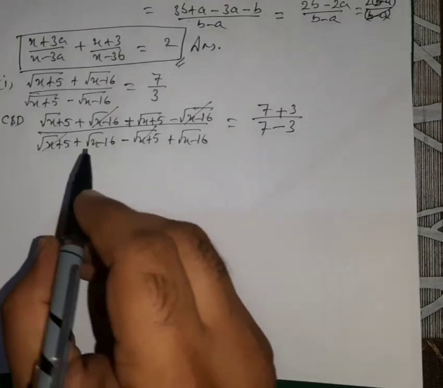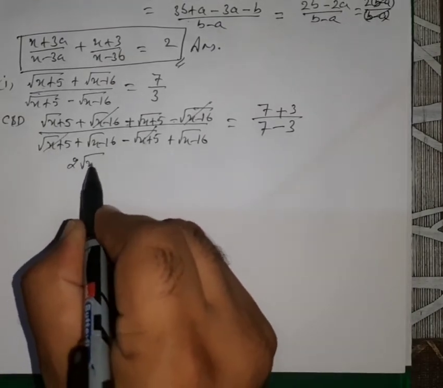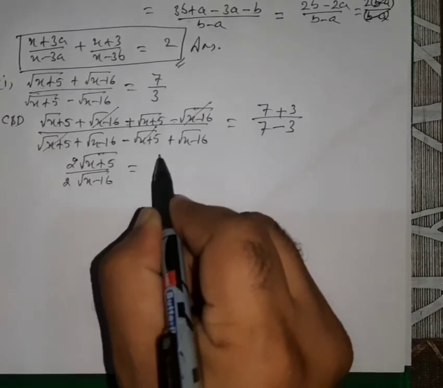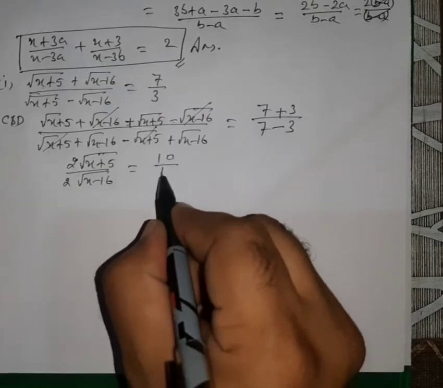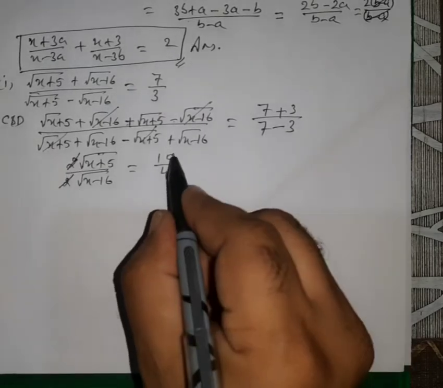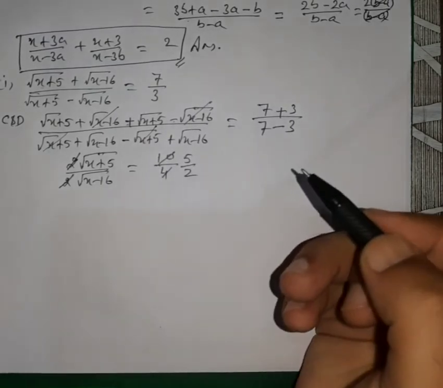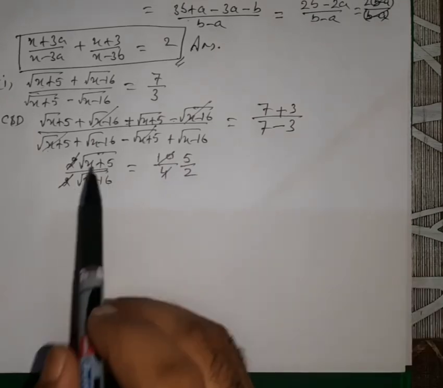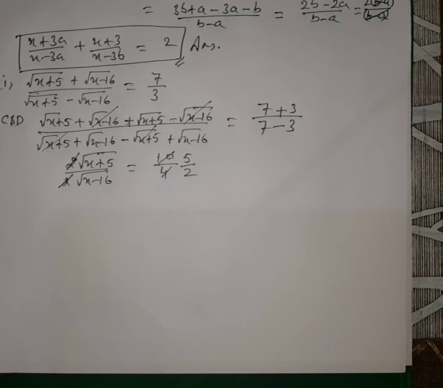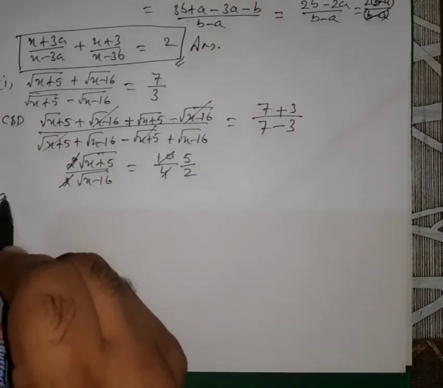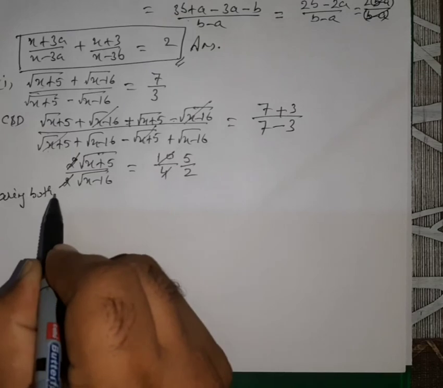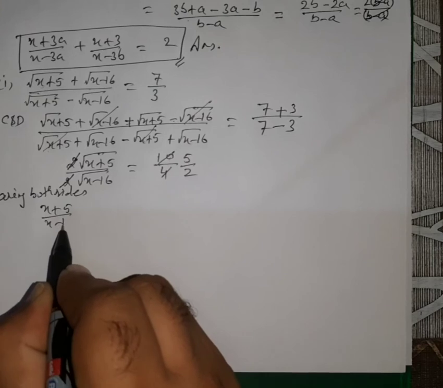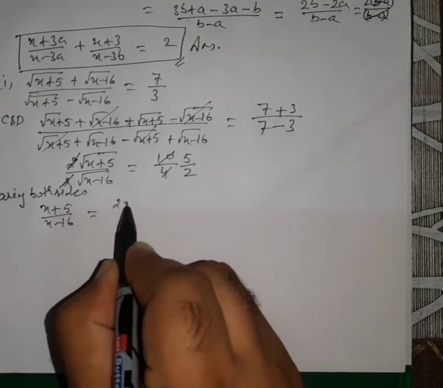So what we will be getting is 2 root of x + 5 over 2 root of x - 16, that is equal to 7 + 3 is 10, and 7 - 3 is 4. So these 2 will get cancelled, and this can be written as 5 over 2. Now since the square root is here, to remove the square root I am squaring both sides. So what I will get is (x + 5)/(x - 16) is equal to 25/4.